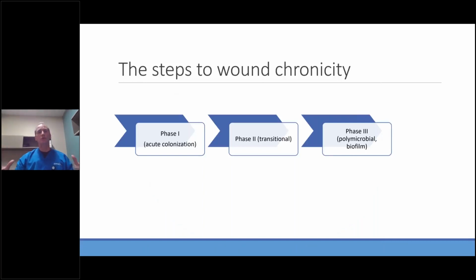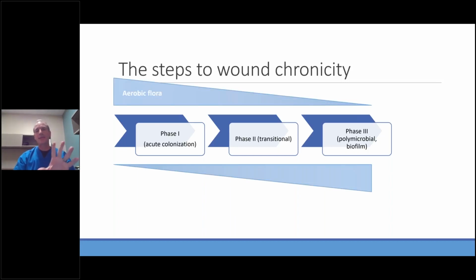So when we look at chronic wounds and you look at bacteria, there is this colonization phase. We're probably going to rename this because I don't think colonization may be the right word. And then there's a transition. And then finally you get to this polymicrobial, both planktonic and biofilm-based bacteria. And the nature of the microbiome changes during that time as we progress.